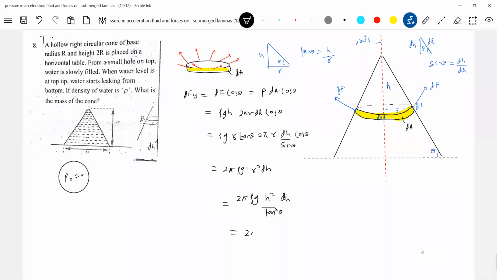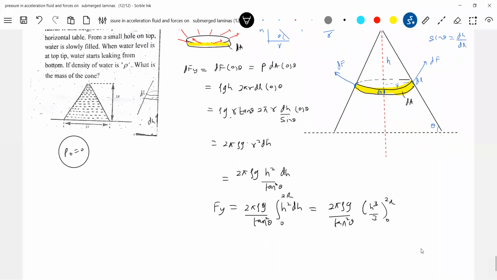Theta is something we assumed, and it is constant. So h square dh. Let me integrate. So this should be 0 to 2r. So 2 pi rho g tan square theta. This will be h cube by 3. So what is the vertical component of force?